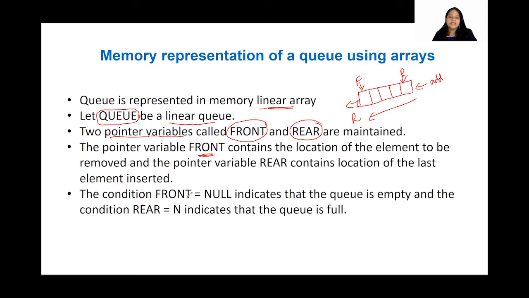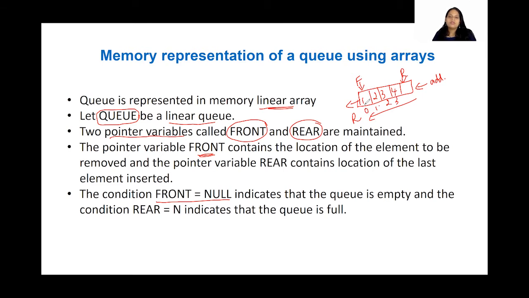Next, the condition. Now this is important. The condition front is equal to null indicates that the queue is empty. Now how is that? Suppose I have items 1, 2, 3, 4, etc. Then of course the front will have some value, whatever the subscript. Since we are representing this in an array, we know that our subscripts are 0, 1, 2, 3, etc. Suppose my front is equal to null.